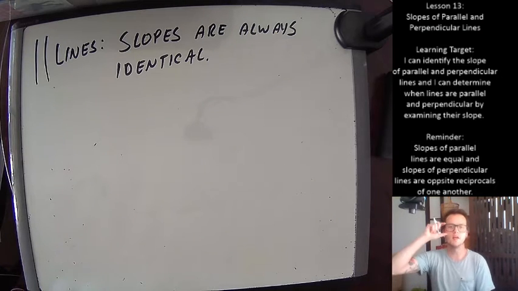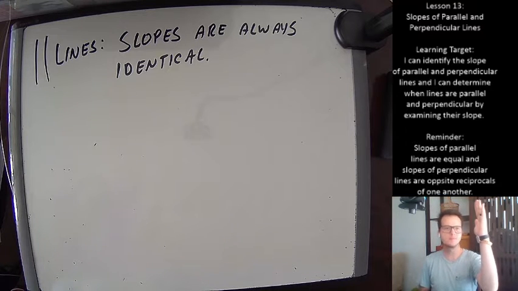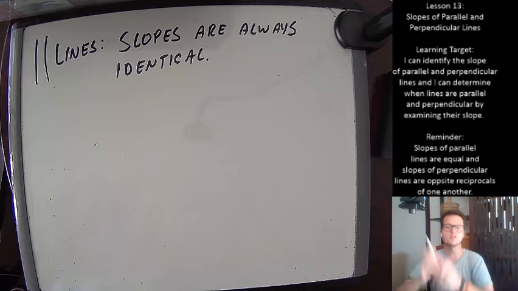Let's start with parallel lines. If you have two parallel lines, their slopes are going to be identical. They're going to be exactly the same. So if line A has a slope of 6 and line B is parallel, and you are asked what the slope is, well, the slope is also 6.